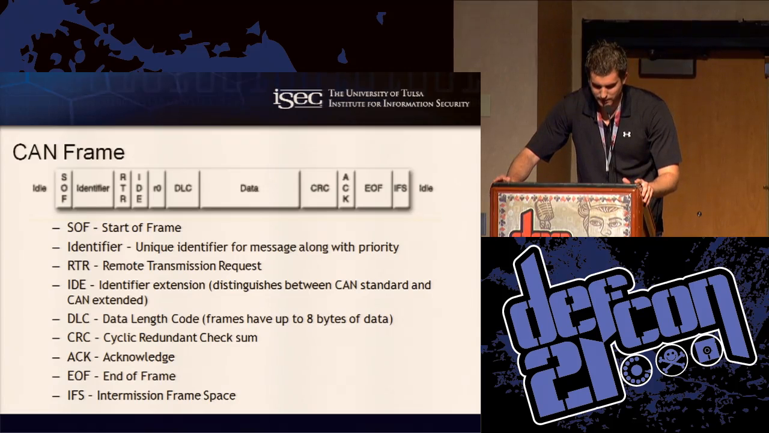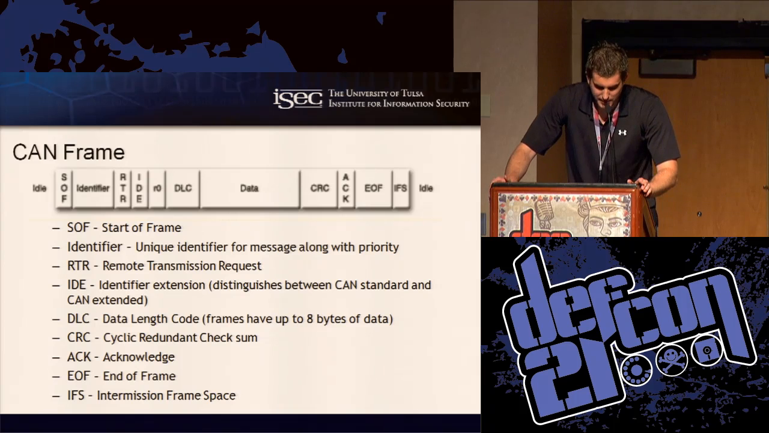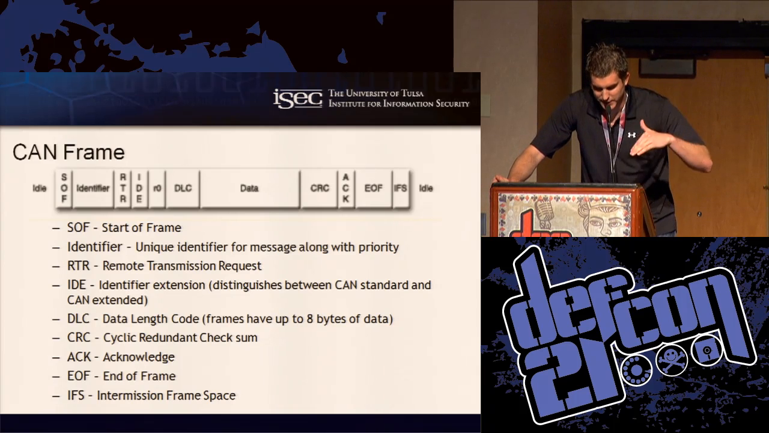One of the cool things about CAN is the way it handles arbitration. If 2 nodes attempt to transmit at the same time, obviously a collision, the way it handles arbitration is based on the identifier, the message ID itself. The idea being a node trying to transmit a message with a lower message ID has higher precedence than another node trying to transmit a message with a higher message ID.